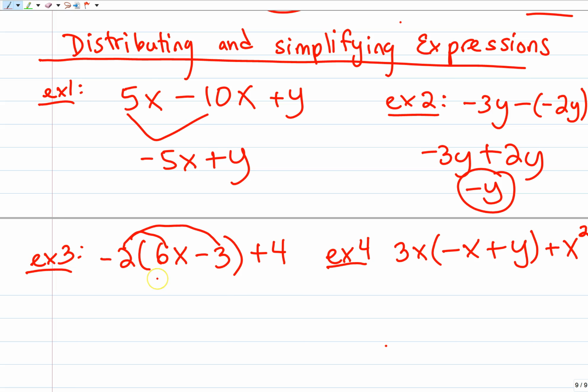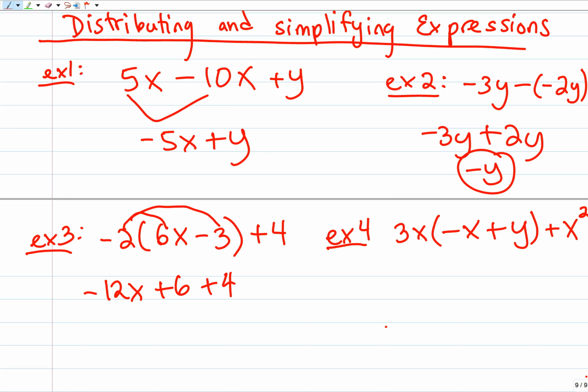What is negative 2 times positive 6? Oops. You said it right, then I wrote it wrong. So I heard negative 12x. What is negative 2 times negative 3? Bring down the plus. Anything else to clean up? So negative 12x plus.